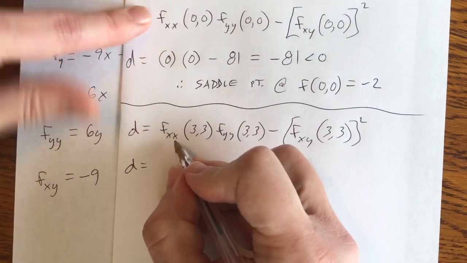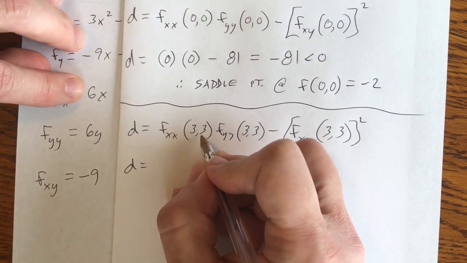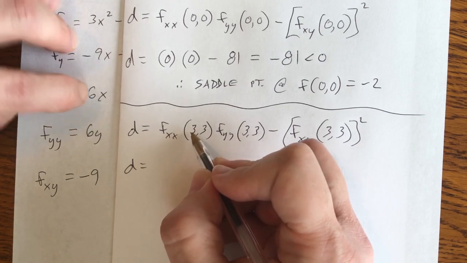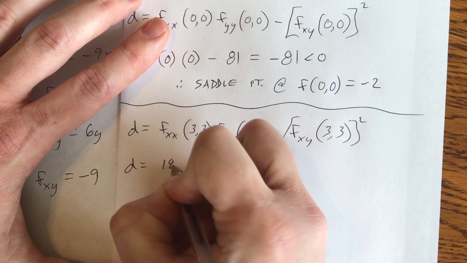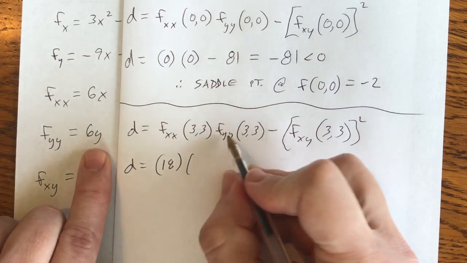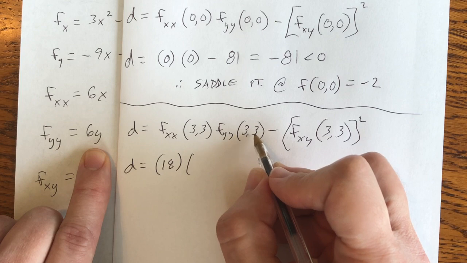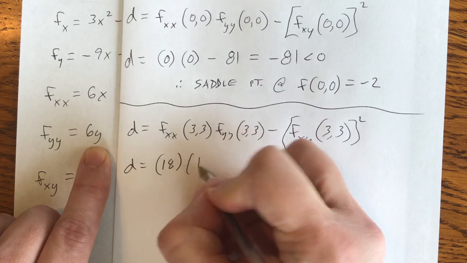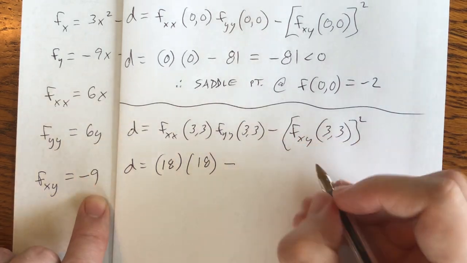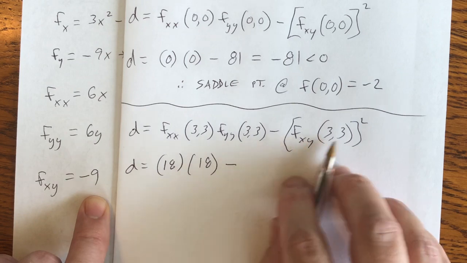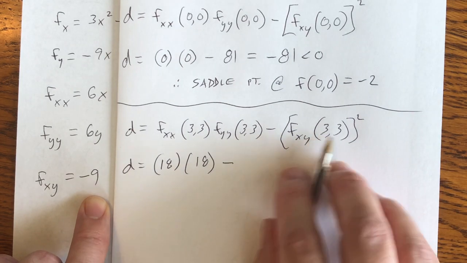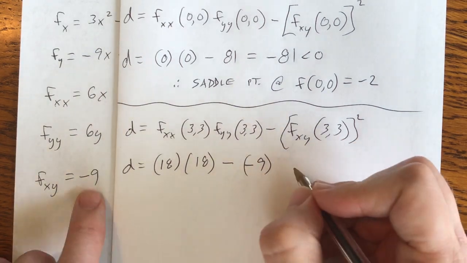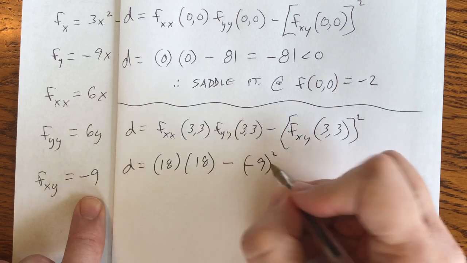We have what then? With respect to this critical point now, our second partial of x is 6 times 3. 6 times 3 is what? 18. With respect to this one, you're going to replace this y value with this y value, so 6 times 3 is 18. Minus what? Well, regardless of the critical point, this is a constant. It's -9, so it's always going to be -9 squared.